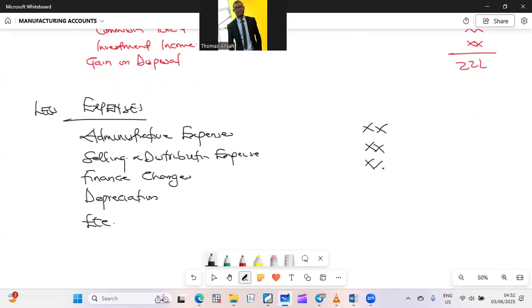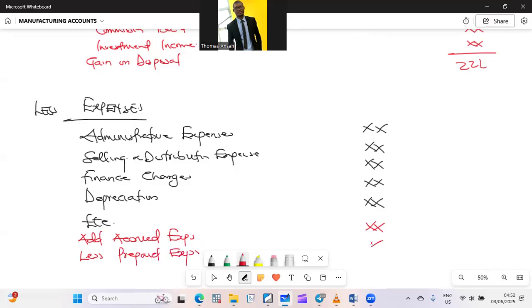And in all these things, remember to add the accruals and subtract what? So add all accrued expenses and less what? Any prepaid expenses. But guess what? You have seen that. So let's say you do this, you get your net profit. All right.